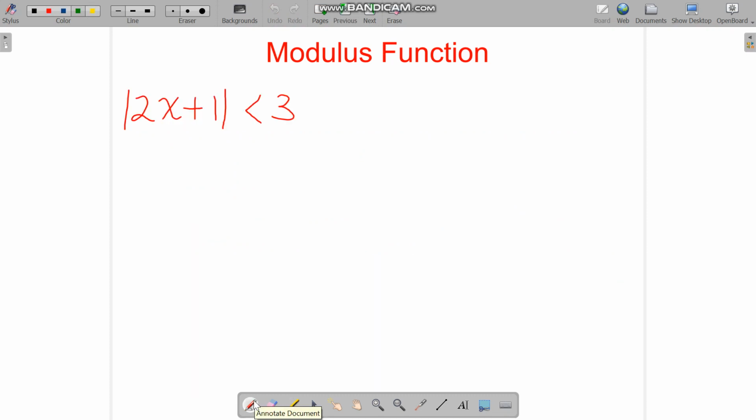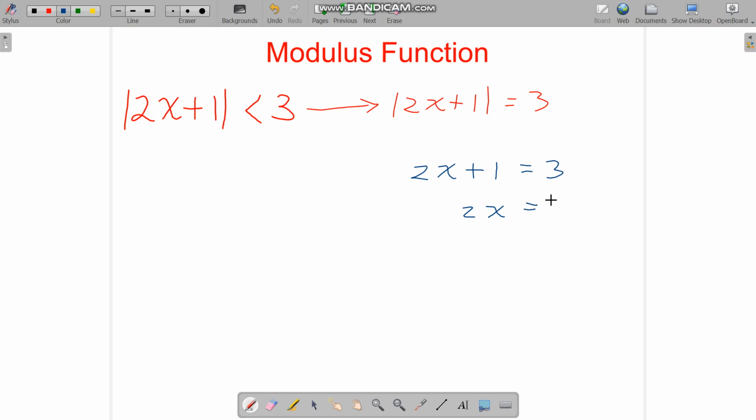Step 1, we treat this as an equation, so just 2x plus 1 in modulus equals 3, and as usual we try if 2x plus 1 is positive, and this means we have 2x equals 2, x equals 1, or if it's negative, so minus 2x minus 1 equals 3, so minus 2x equals 4, x equals minus 2.